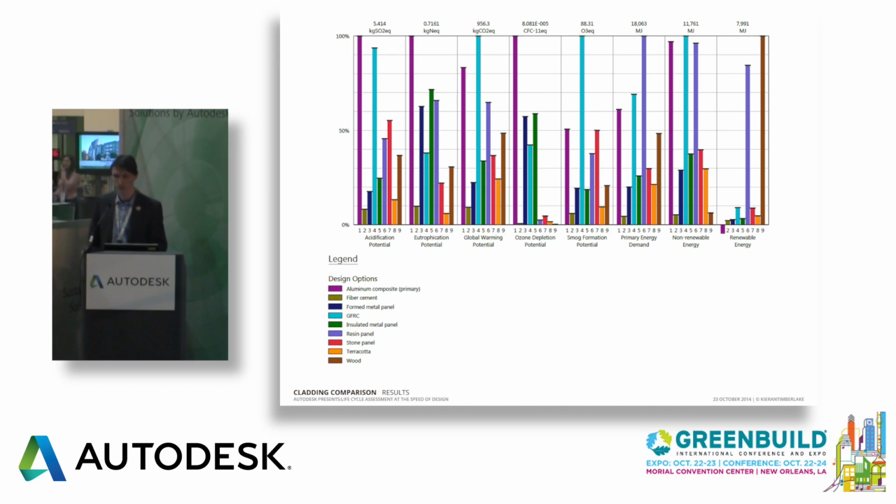One thing I was a little bit surprised about when I ran the study myself was just the disproportionate impacts associated with the GFRC panel. You'll see that's in the cyan color. So those are those high peaks in acidification, global warming potential, smog, and really primary energy demand, which tracks quite closely with all three of those.